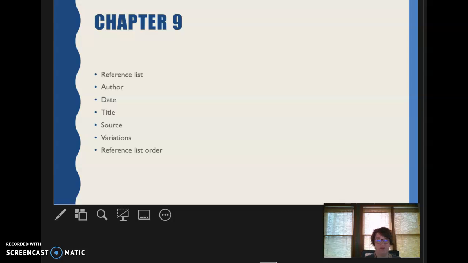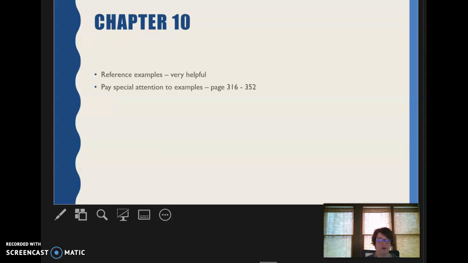And then they go down to, if it's the same author, it would be by the date, and so on. So really look at the reference list order. That's very important in how you list your references, and also the structure, what the nuts and bolts actually are as far as the references.